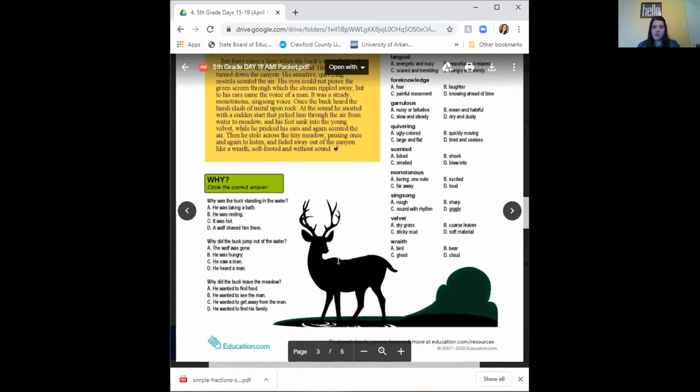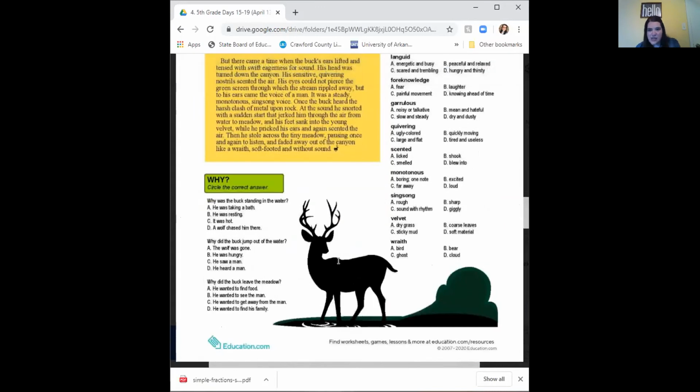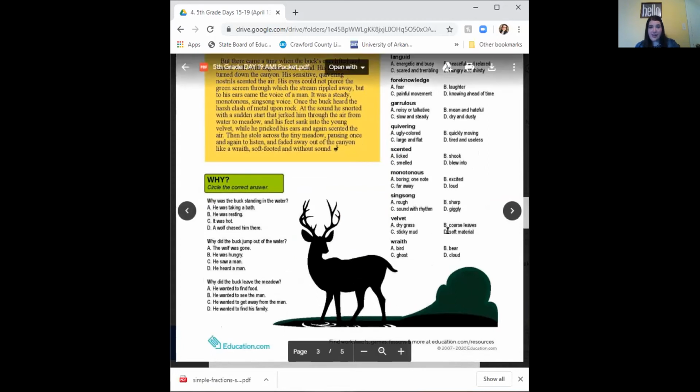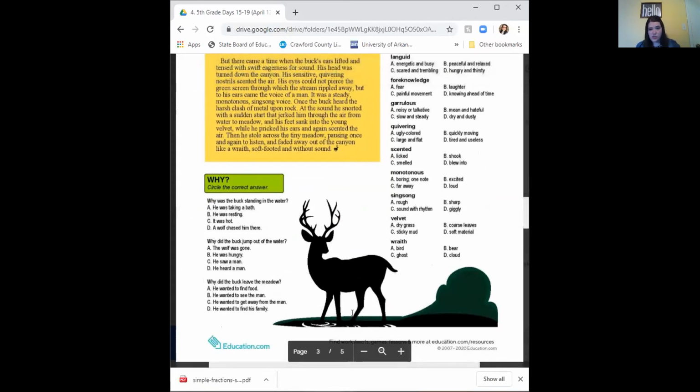On your multiple choice questions, it says, why was the buck standing in the water? A, he was taking a bath. B, he was resting. C, it was hot. Or D, a wolf chased him there. After you read that reading passage, it's going to tell you the answer to that question. After you read that, you're going to be able to answer these multiple choice questions.